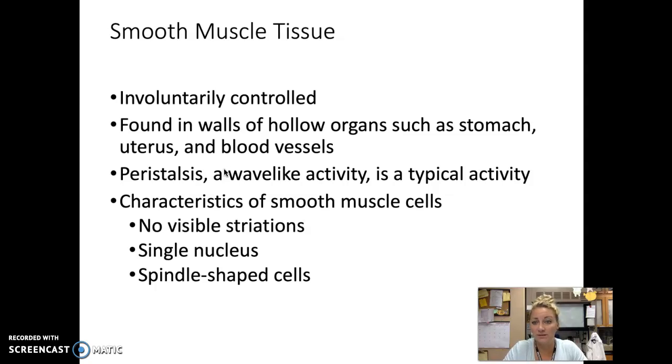So almost everything else is made of some type of smooth muscle.